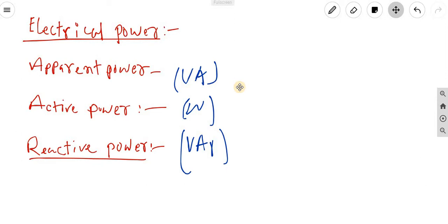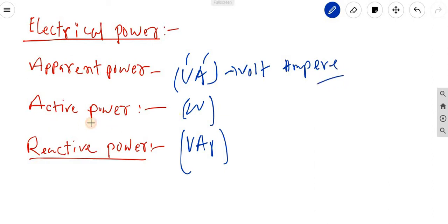Electrical power is basically apparent power, active power and reactive power. The apparent power unit is VA. VA means what? V means volt, A means ampere, so that is volt ampere. And active power is presented as a watt, W. And reactive power is presented in the unit, these are the units.